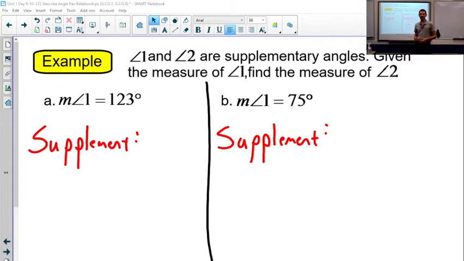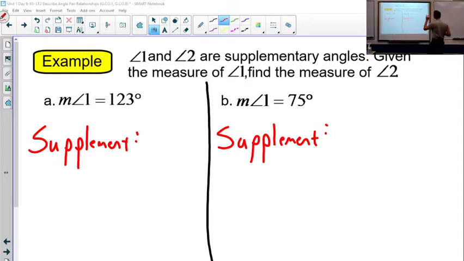Hey everyone, today we're going to take a look at something a little bit different with complementary and supplementary angles. I want to start with a simple type of problem before we move on to the more complicated stuff. Remember that complementary, remember C comes before S, so 90 is going to come before 180. Complementary is going to add to 90, supplementary is going to add to 180.